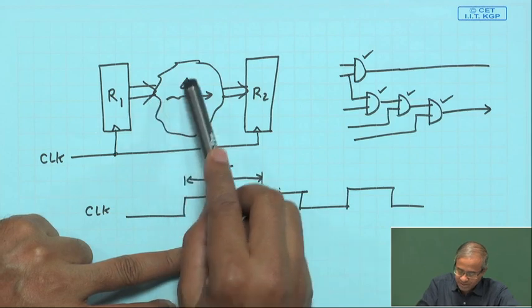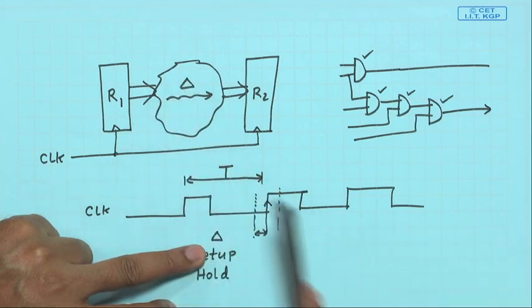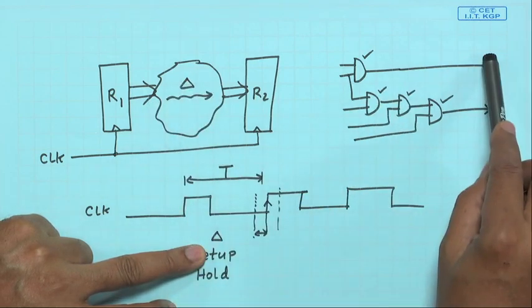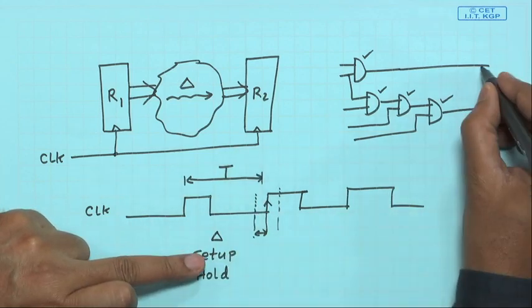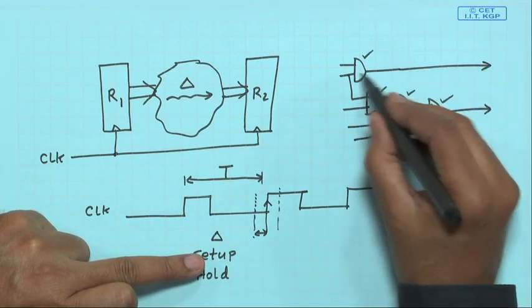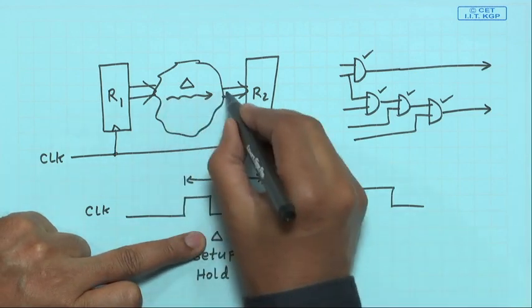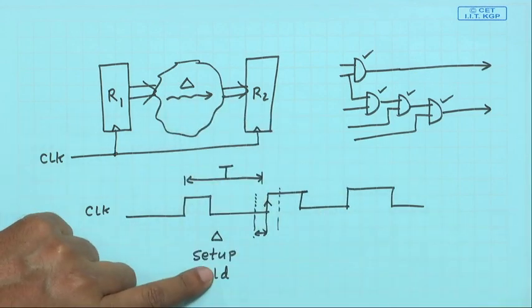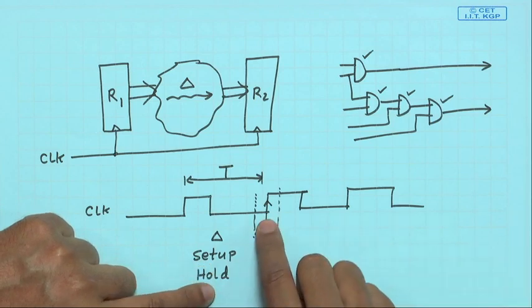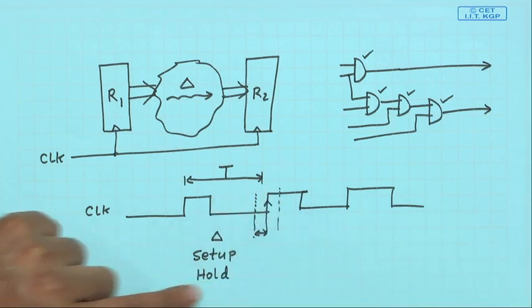So, what is the maximum value of delta? What is the value of delta after which the outputs will definitely be stable, because the first output will become stable much earlier, just after a 1 gate delay. So, that delta must include the longest path, right. So, whenever we are considering the setup time, that is it.